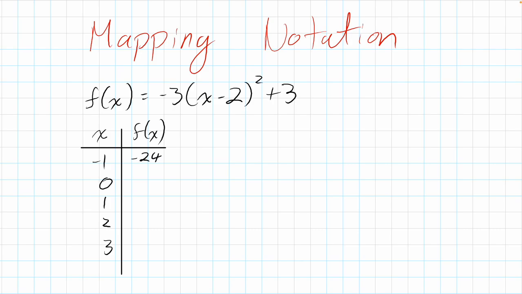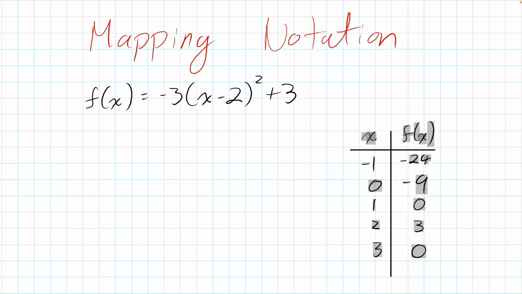Negative 9, 0, 3. So did I write the right ones? Yeah, those are the right ones. Okay, good. So we have that. And I just realized what I've done is the opposite of what I wanted, but it's okay. We'll use it as a check.